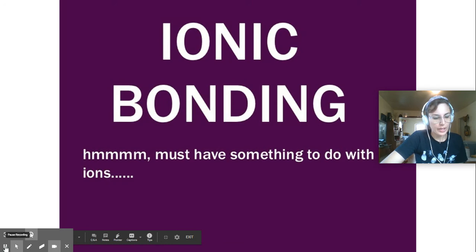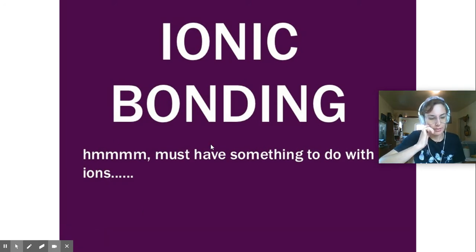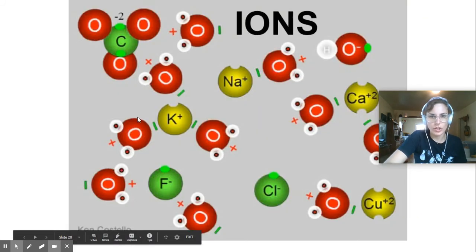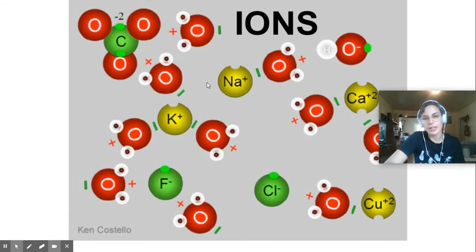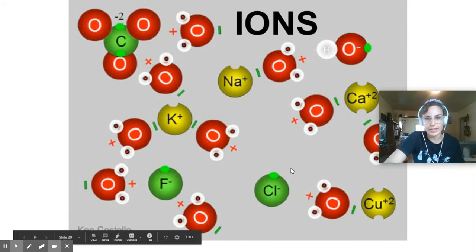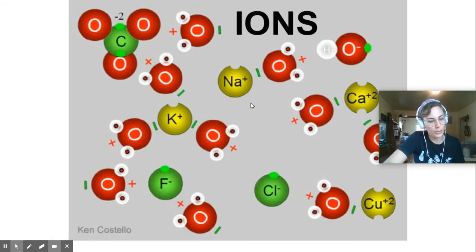All right, so let's start with ionic bonding. What do ionic bonds start with? They start with ions. So let's take a look at some of the ions here on this page. We could use, let's take a look at our calcium. So this calcium ion was negatively charged.